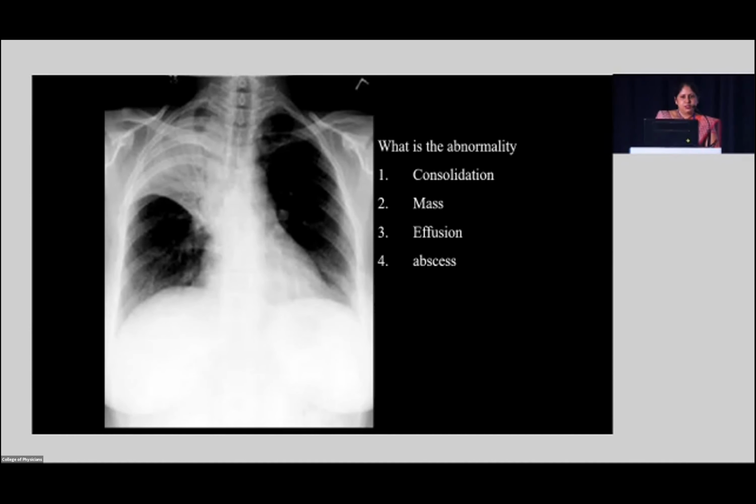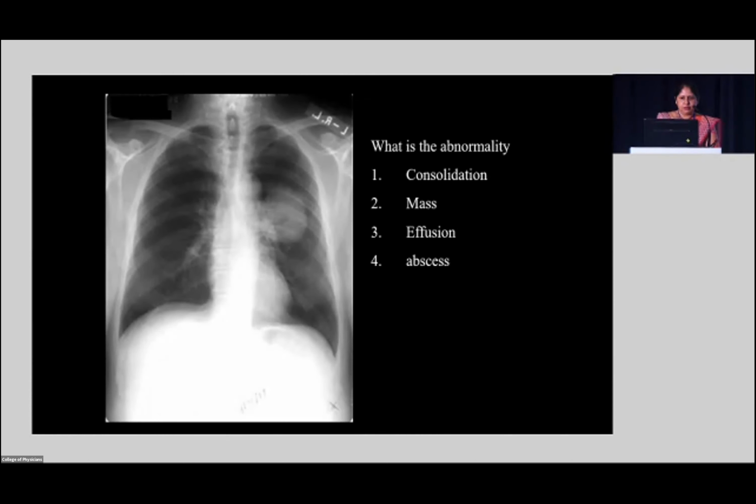Right. So it's a typical appearance of a consolidation limited by the fissure. There is air bronchogram. The trachea is central. So it's a consolidation of the right upper lobe. So look for the costophrenic angles, pleural effusions in this patient. Another patient.